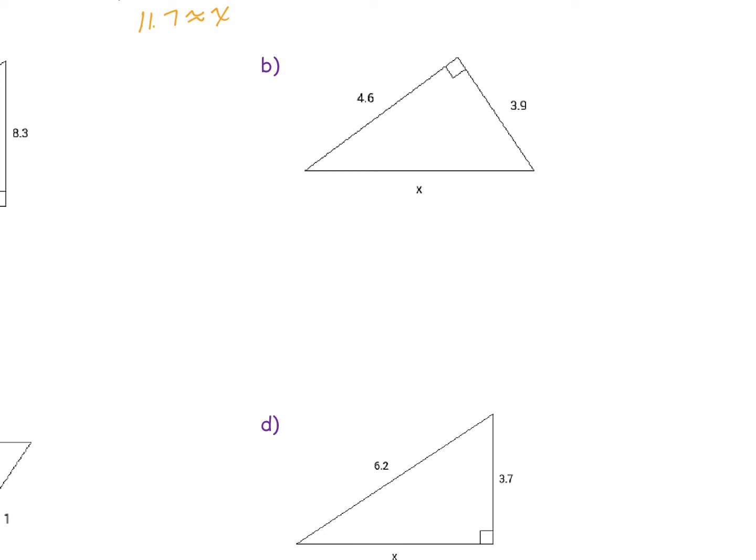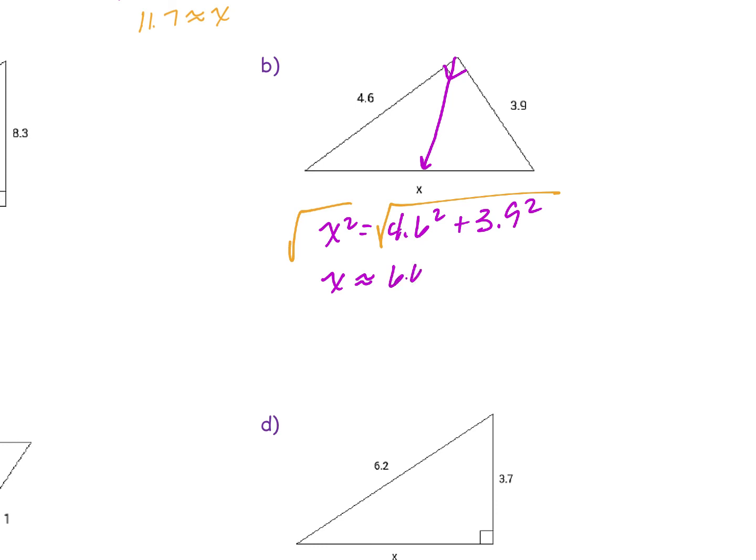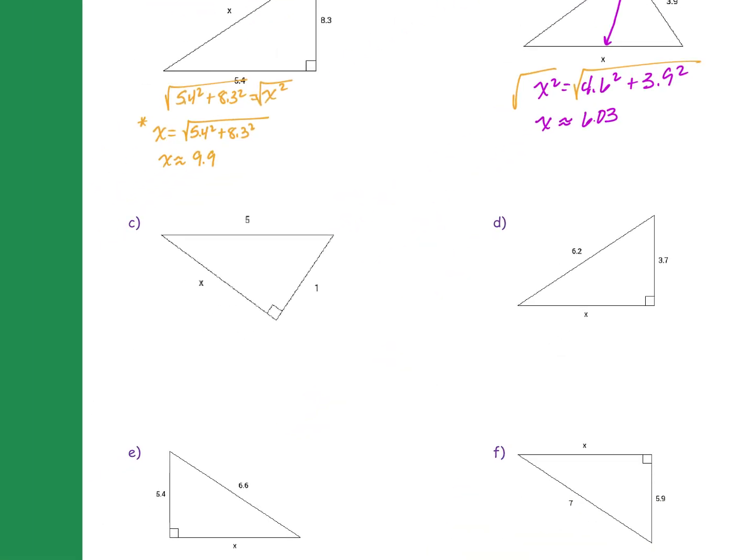So for B, here's my hypotenuse, right here. So I've got x squared is going to equal 4.6 squared plus 3.9 squared. Take the square root of it. So I'm just going to put that into my calculator, and I'm going to get x is approximately equal to 6.03. For B. Okay.